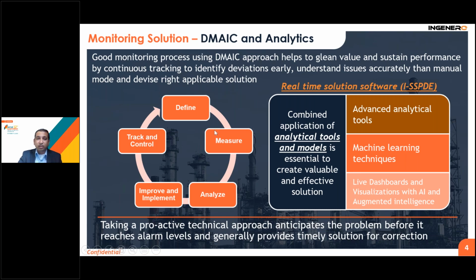And the DMAC process doesn't just stop here. It also keeps on continuing by tracking the process and eventually controlling it on a continuous basis so that your equipment or exchanger always operates at the theoretical best. And to do so on a continuous basis, we need real-time solution software. The real-time solution software can glean value and sustain performance by continuous tracking and identifying deviations as early as possible. These solutions help us to understand the issues accurately, more quickly than manual mode, and devise the right applications.